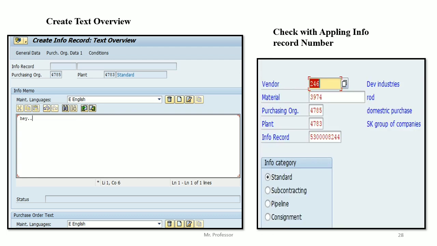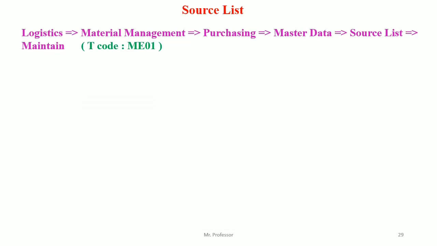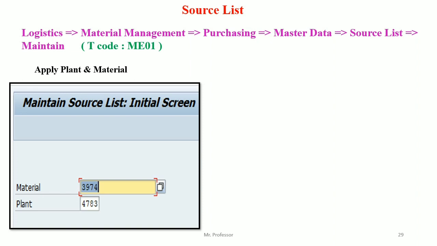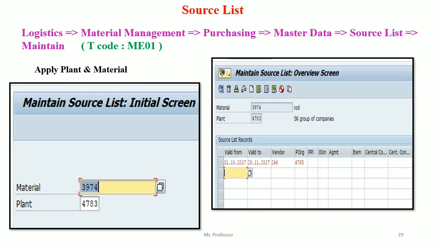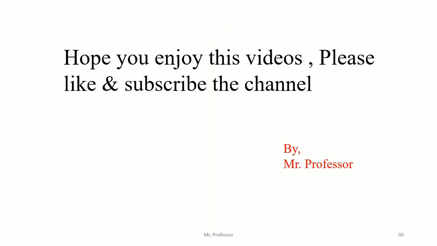The next one was the source list. The combined information of material and vendor is kept in a record that is known as the purchase info record. But a particular material can be ordered from different vendors in different time intervals. This information can be maintained in a list that is called the source list. In Logistics, select Materials Management, there select Purchasing, select Master Data, then select Source List, finally select Maintain. Or we can use T-code ME01. Enter the plant and material. Now fill in the required details, then save the data.